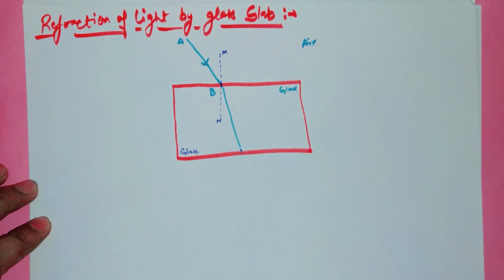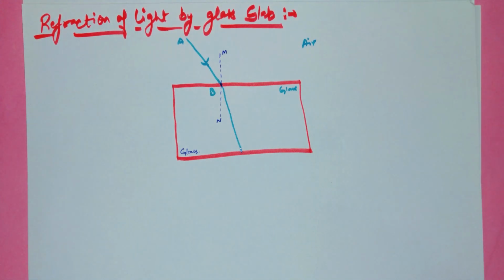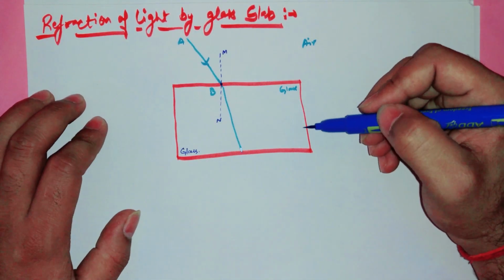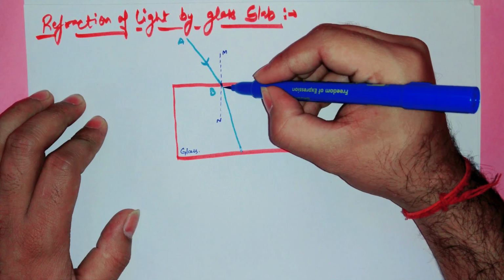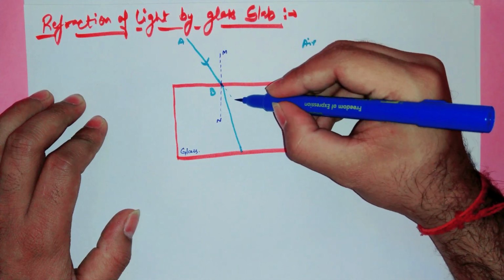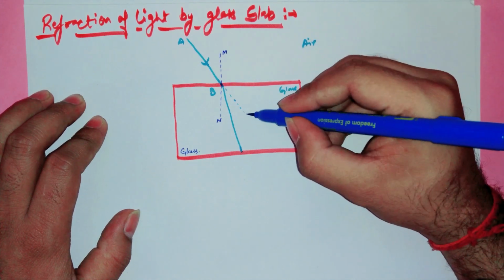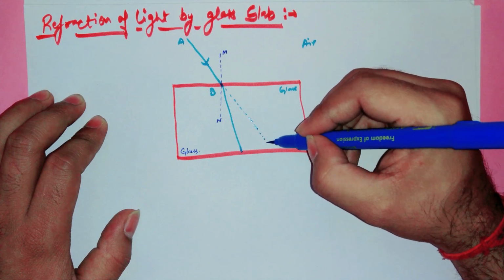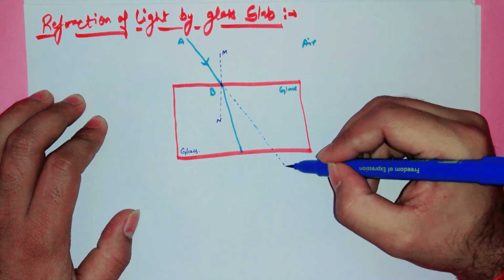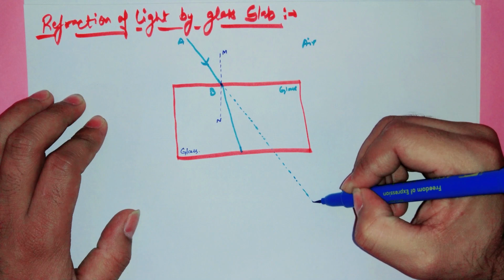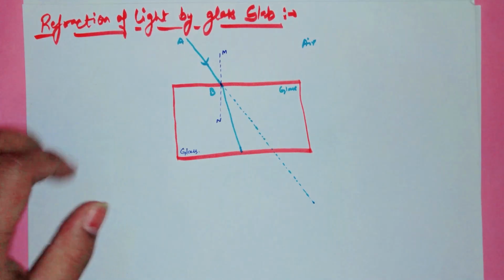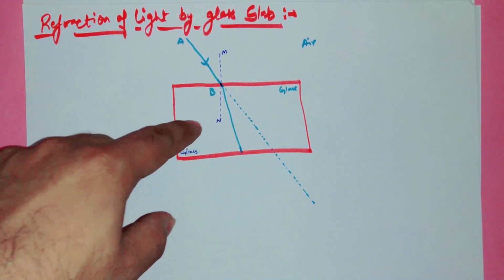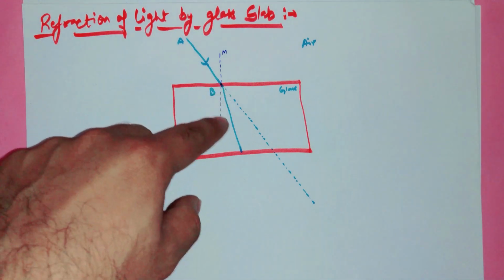If suppose there is no medium, light should go like this. Clear? Since there is change in medium, light bends towards the normal.